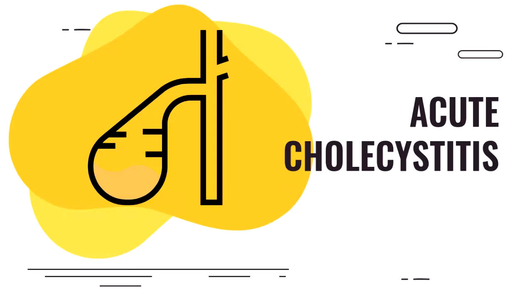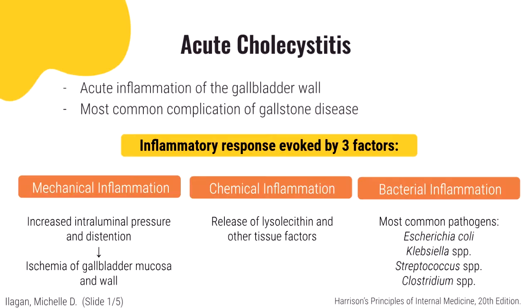For the last differential, it is the acute cholecystitis. Acute cholecystitis is an acute inflammation of the gallbladder wall. It is the most common complication of gallstone disease. Inflammatory response is evoked by three factors. The first one is the mechanical inflammation. Increased intraluminal pressure and distension leads to the ischemia of the gallbladder mucosa and wall. The second one is the chemical inflammation, which is the release of lysolecithin and other tissue factors. The last one is the bacterial inflammation, and the most common pathogens are E. coli, Klebsiella, Streptococcus, and Clostridium.